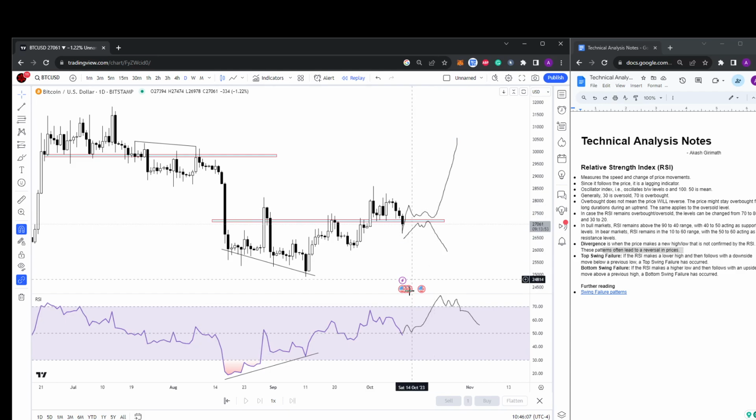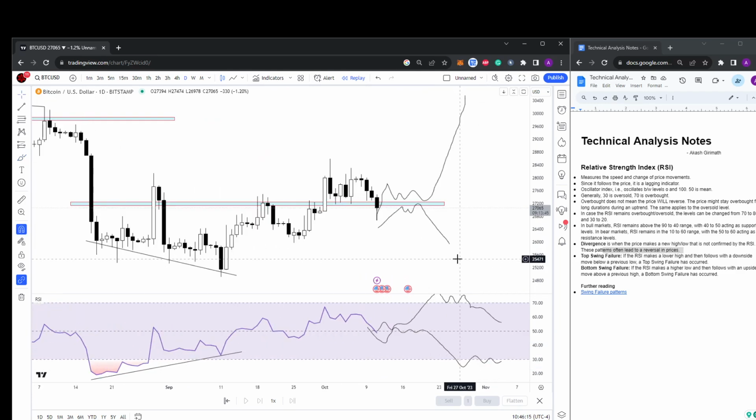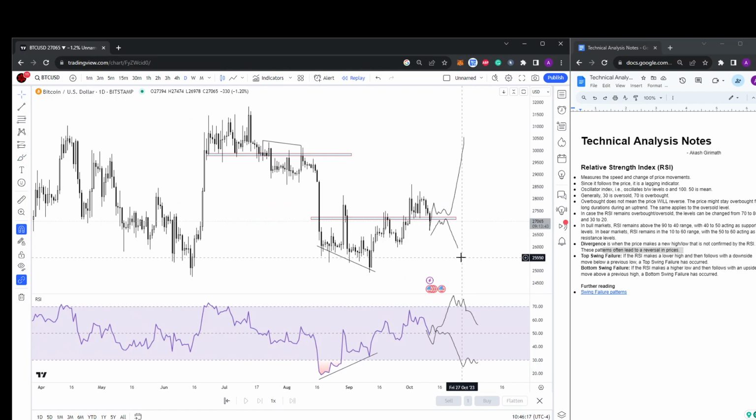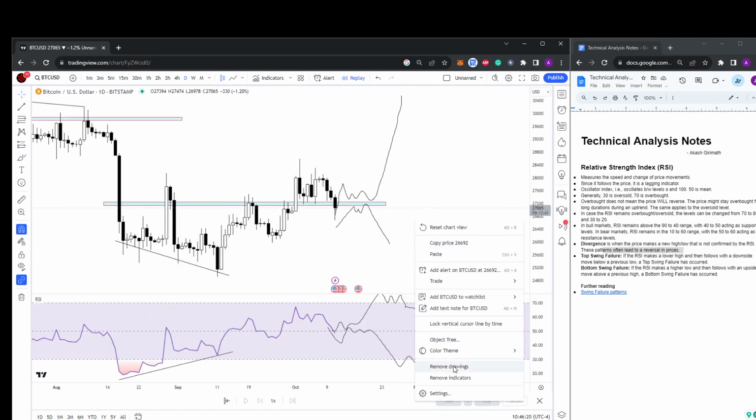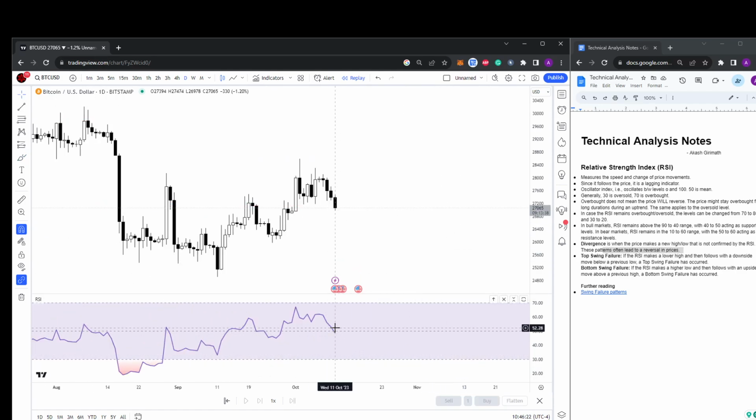Right, so the first scenario, RSI could do something like this. And second scenario, the RSI could, when you break this down, come back down into the overbought zone. Anything could happen. But right now, if you just look at the RSI, it is not bearish. It's 50-50, right? If anything, I would be bullish on Bitcoin right now, considering that it's recently flipped above 50.